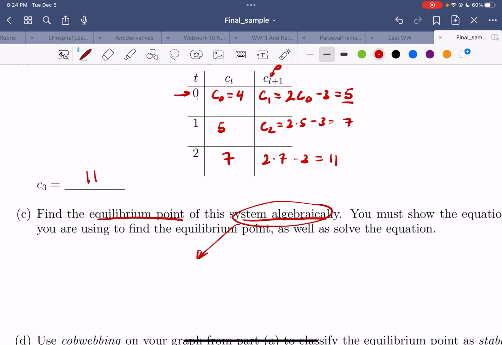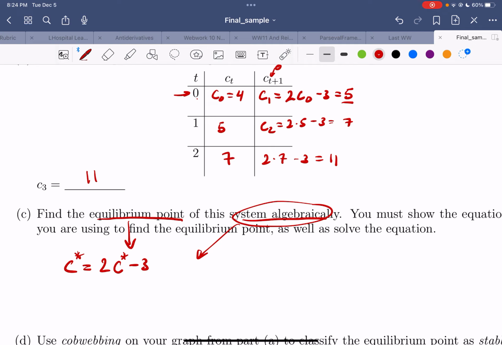Find the equilibrium point of the system algebraically. Okay, so equilibrium point means the input, let's call it C. Don't worry about the T. If you input that number C, it'll be the same as the output. You get C back out. So solving it algebraically means we need to solve for C. The textbook likes to use C star, so I'll use C star, but I personally hate having to write more than I need to, so I don't like the superscripts, but whatever.